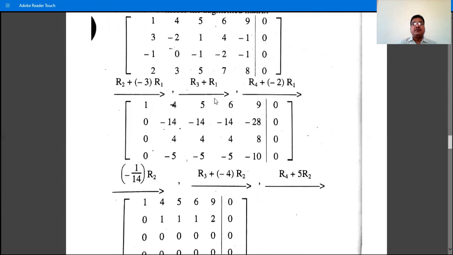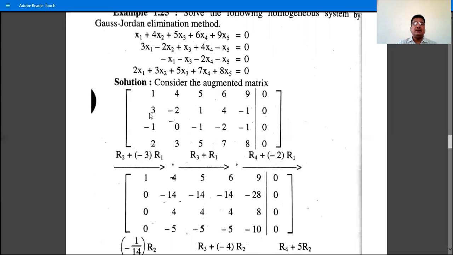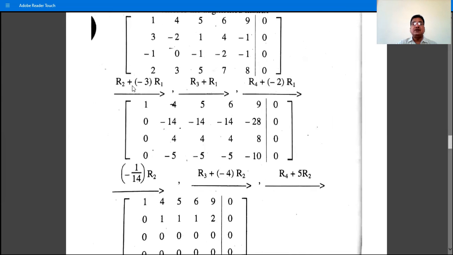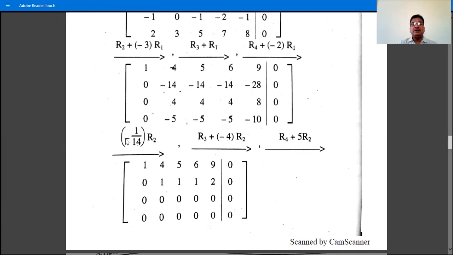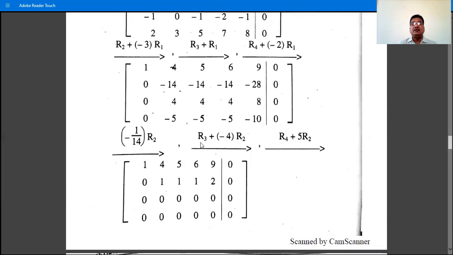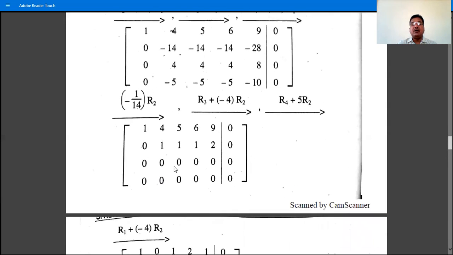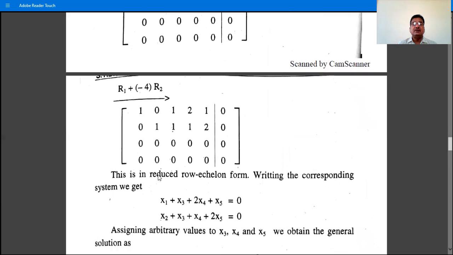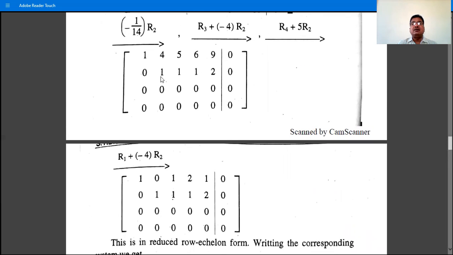So we have to reduce this matrix to echelon form. Here is 1. We have to reduce the remaining elements to 0, so these are the operations. We have 0. Then reduce this minus 14 to 1, so the operation is minus 1 by 14 R2. We have 1 at this place, and then apply these operations. Don't operate all three at a time. First reduce this element, minus 14, to 1, and then apply R3 minus 4 R2 and R4 plus 5 R2. By using this, we have 0 at these two places, and then this is the echelon form.